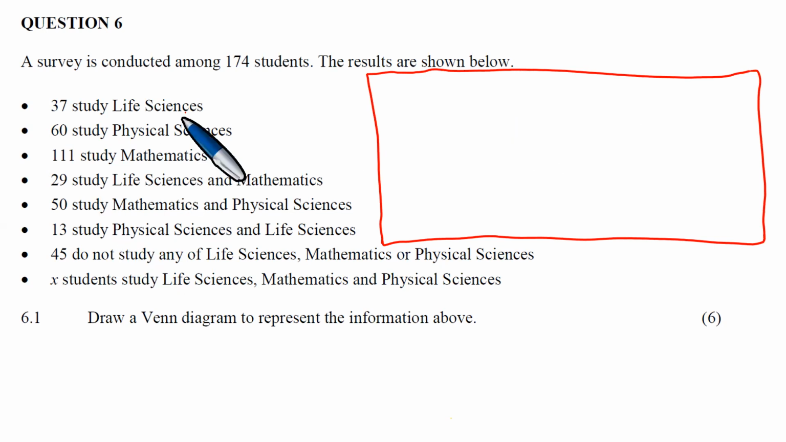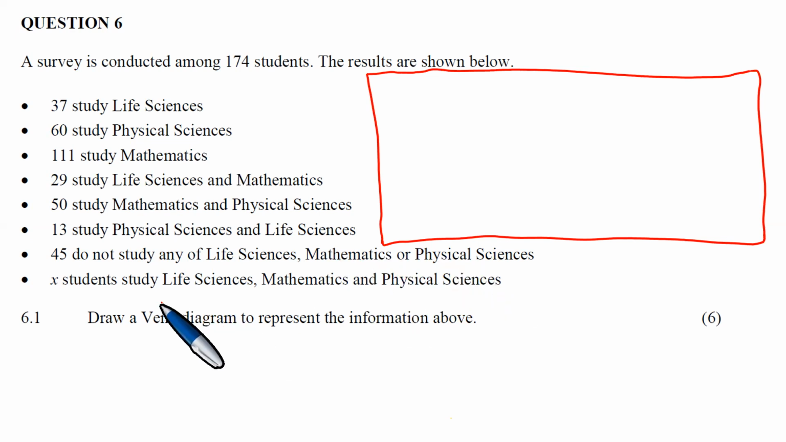So we understand that we have those who study life sciences, physical sciences, and math. And there's a combination of somebody doing math and physical sciences, or life sciences and math. Another student may do none of this. So 45 students do not do life sciences, math, or physical sciences.